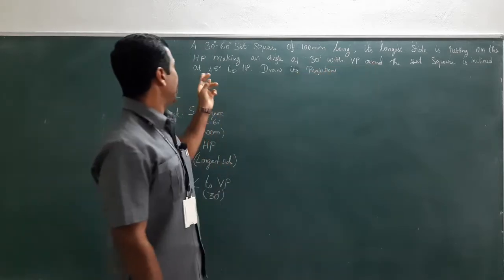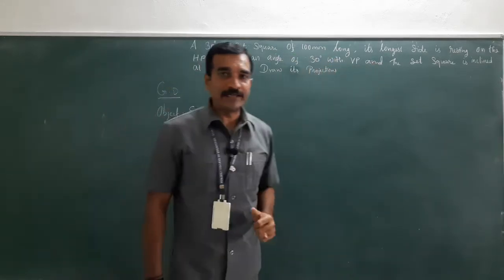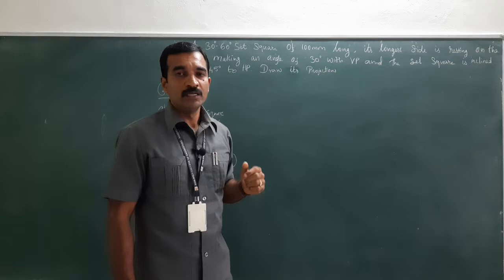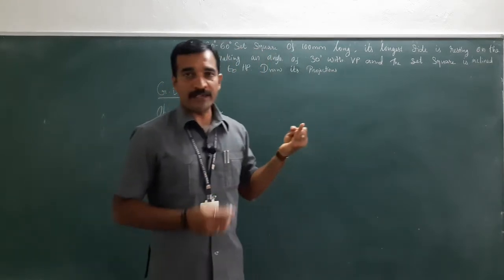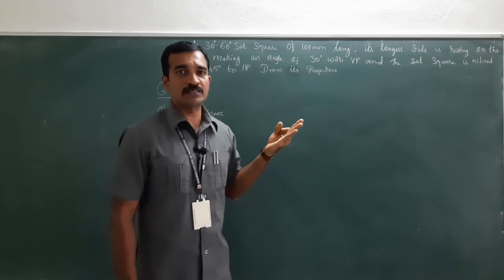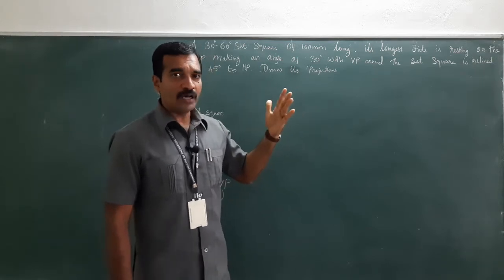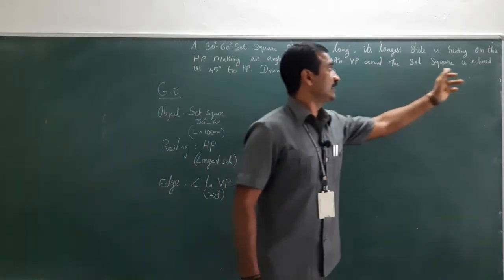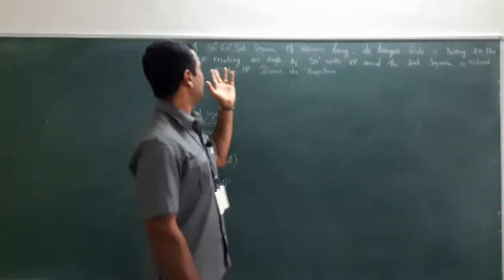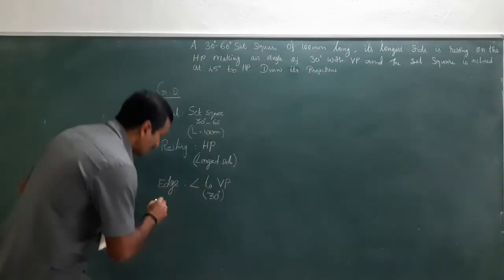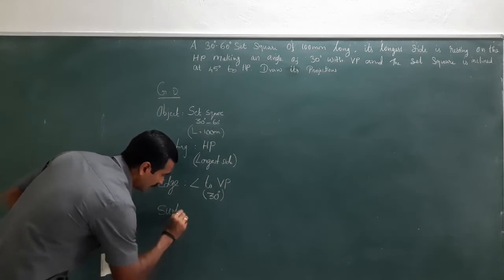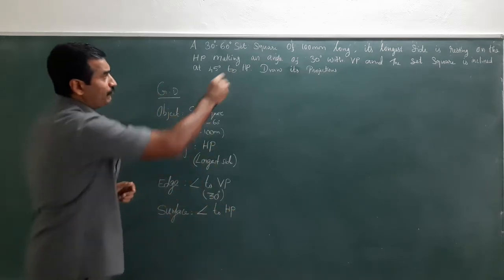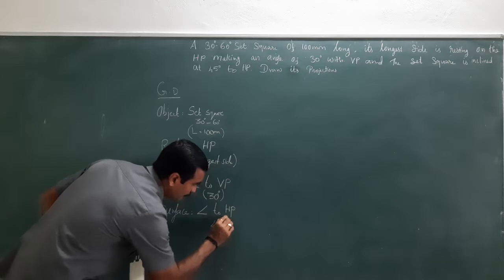And the set square is inclined at 45 degree to HP. What about this inclination? Here it specifies set square is inclined, right? So what is the other name of plane? Plane surfaces, or surface, or plate, or lamina, or the name of the object. Here what is the object here? Set square. So the surface is inclined at an angle of 45 degree to HP. So surface inclination. Surface is inclined to HP at an angle of 45 degree.